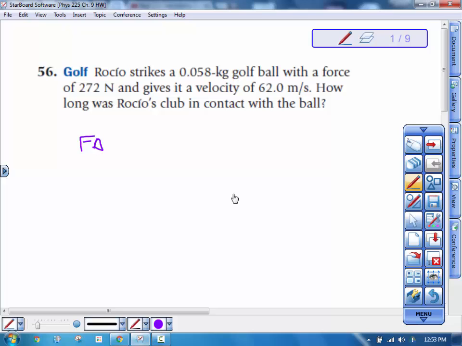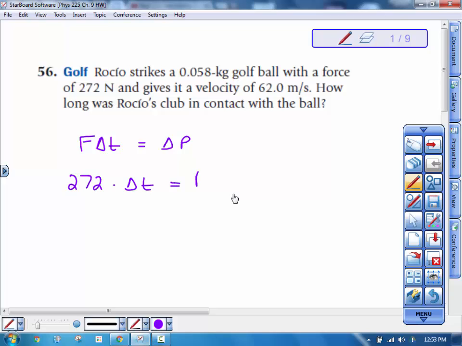We have a formula for impulse, which is force times the change in time that we have a collision for, is equal to the change in momentum that happens. So we were given the change in momentum, and we were given the force. The force is 272. We can solve for the change in time.